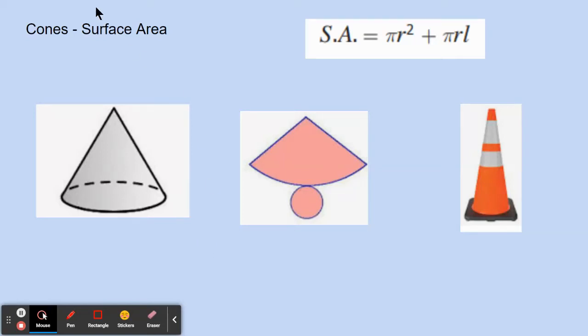And welcome to finding the surface area of a cone. So if we unfolded a cone, flatten it out, its net would look like a curvy triangle and a circle here for the base. So let's go ahead and find the surface area of a cone.